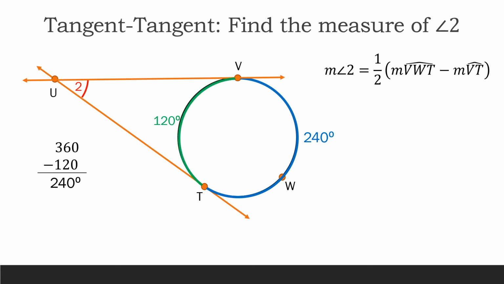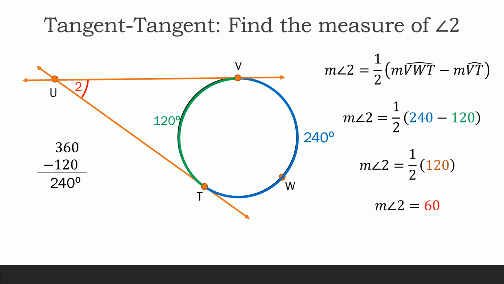So we would say 240 minus the minor arc 120, so 240 minus 120 is 120. Half of 120 is 60, so we know the measure of angle 2 is 60 degrees.